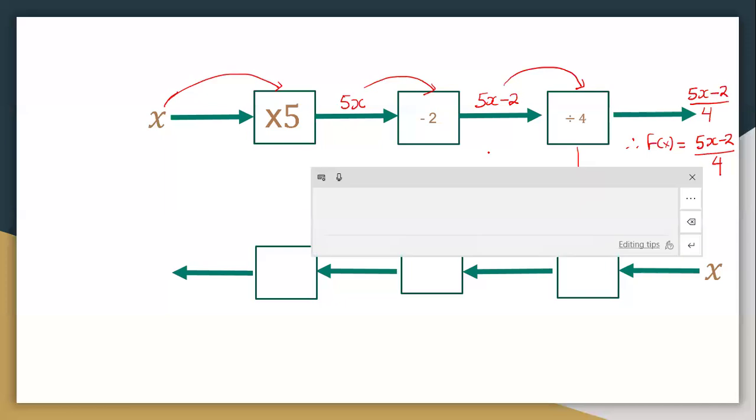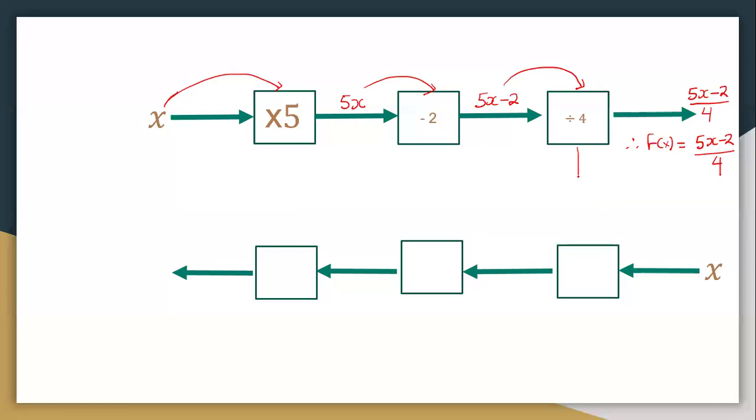Yes, Samara. Good morning, teacher. Yes, good morning. What would happen? The 4 with the division sign will become a multiplication sign, a times 4. Good. Then negative 2 will become plus positive 2. Good. Then the times 5 will become divide by 5. Yes. Okay. Then we start on our output.